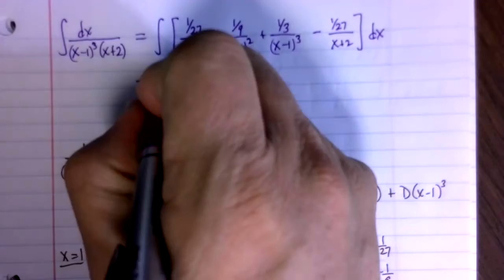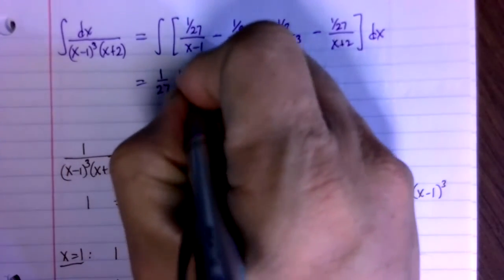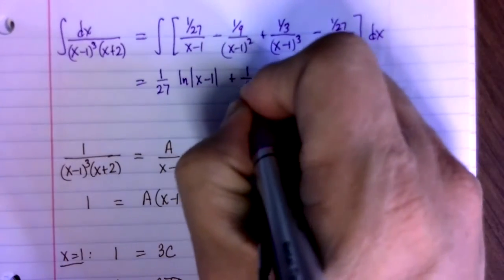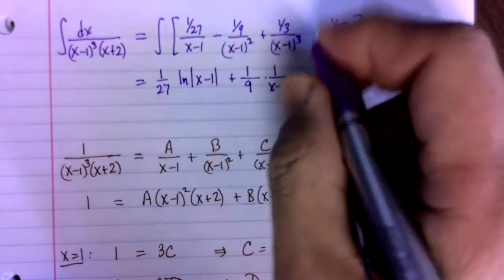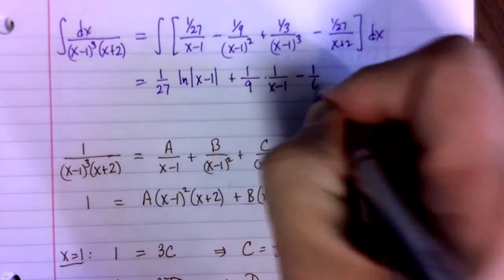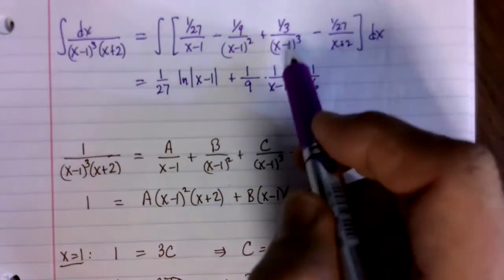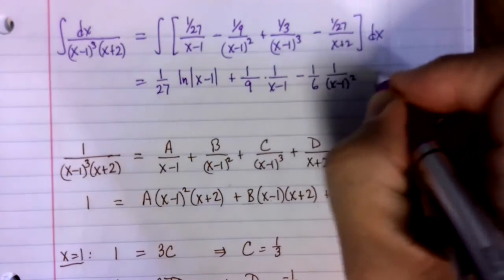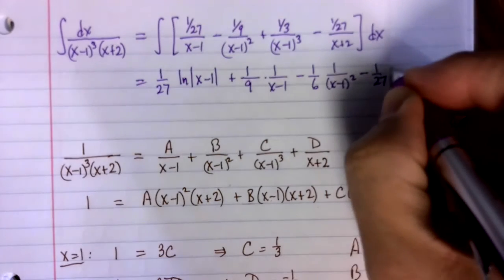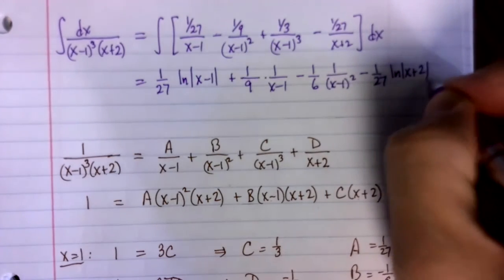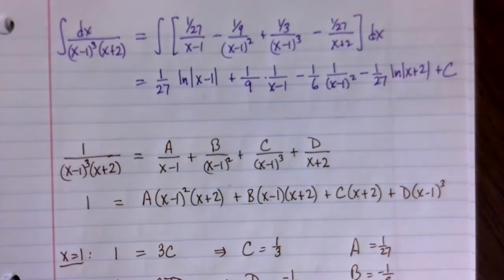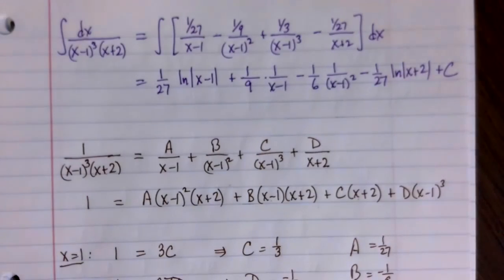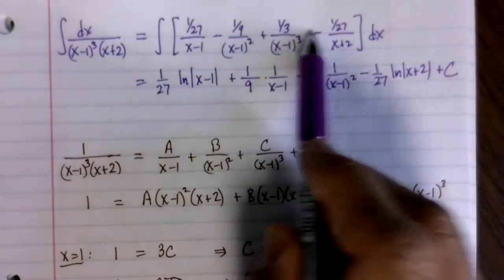And so I find the antiderivative to be 1 over 27 times the natural log of the absolute value of x minus 1, then plus 1/9 times 1 over x minus 1. Then I have minus a sixth, 1/3 times a half of 1 over (x minus 1) squared, then minus 1 over 27 times the natural log of the absolute value of x plus 2, plus C. And so that's the answer. We expand in the partial fraction decomposition and then take each one of these and integrate.